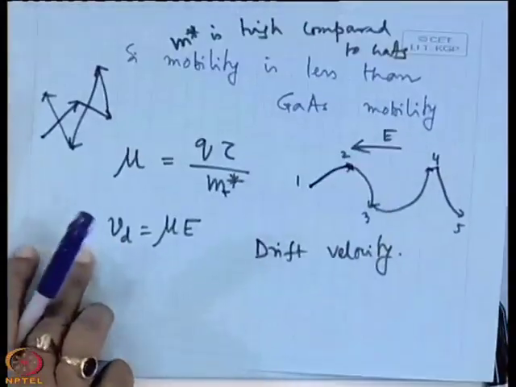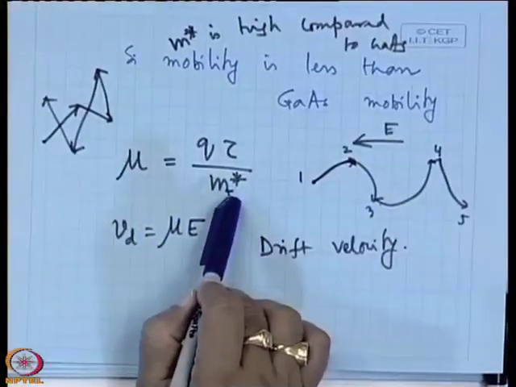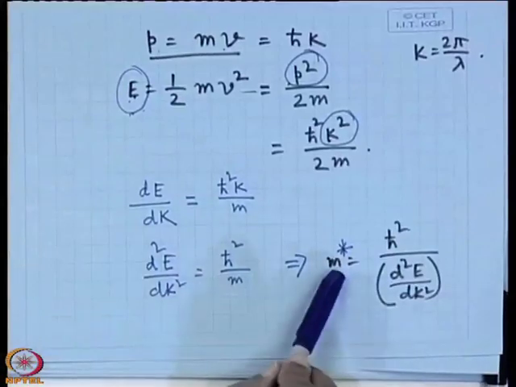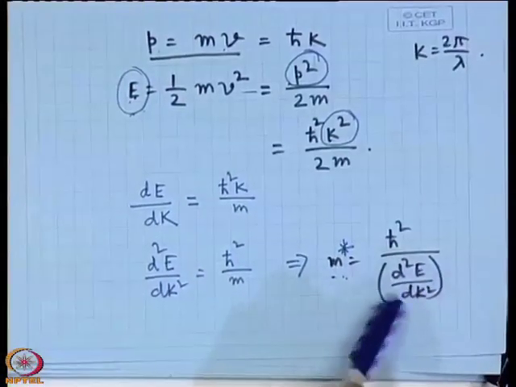Okay. So, because of this band structure, the band structure is very much important in two ways. One is that it is directly related to the mobility, as the mobility is inversely proportional to the effective mass, and that effective mass is basically a function of the curvature of the band.